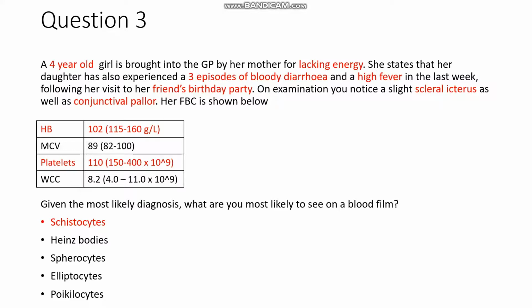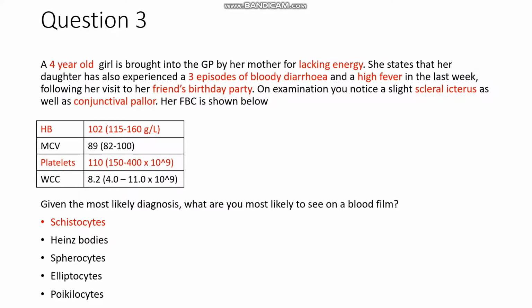And following the friend's birthday party, now that is a major clue, because when you have a birthday party, you have people who are eating things, especially children who may not be washing their hands, or there may be contamination of the food. So therefore, that's a key clue as to how this came about.